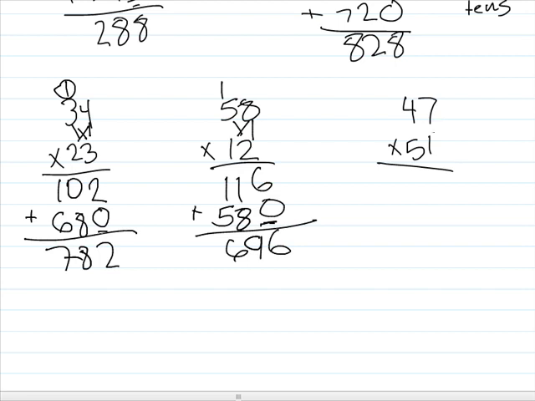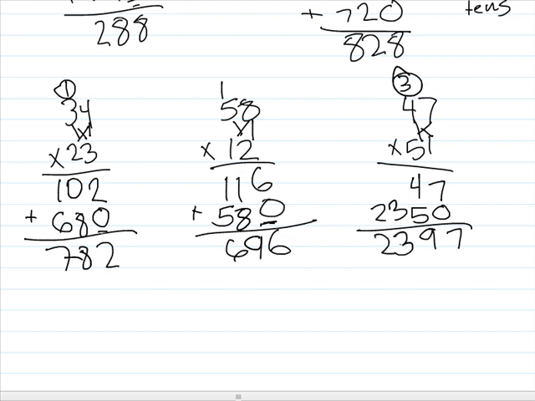I'm pretty fast. 1 times 7 is 7. 1 times 4 is 4. 5 times 7, don't forget your placeholder, is 35. Carry the 3. 5 times 4 is 20 plus the 3 is 23. I get 2397. Those are my answers.